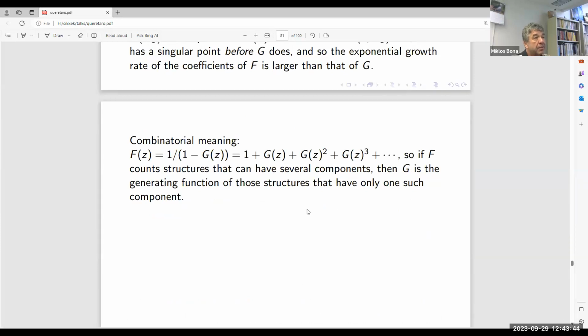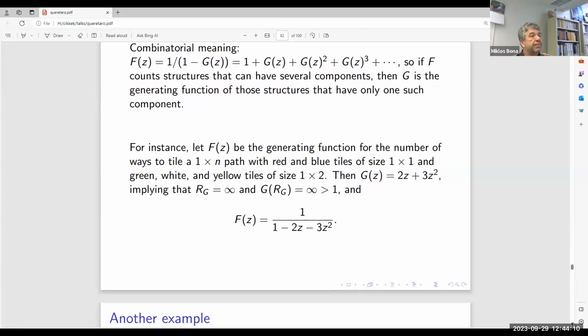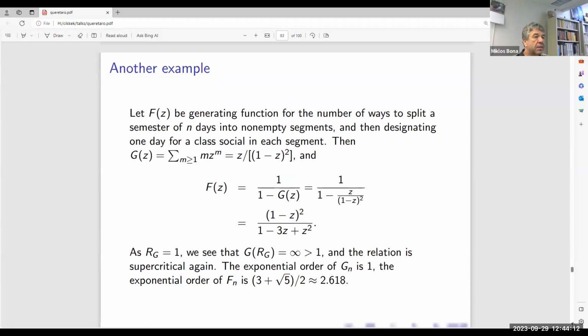Combinatorially, what does this mean? So I just said what it means analytically, but combinatorially, what it means is that if this relation holds, then f is 1 plus g plus g squared plus g cubed. So f can be some combined structure, and then g is the component structures. And so f grows faster than its components. So an example, yeah. Let's see another, yeah, this is better.